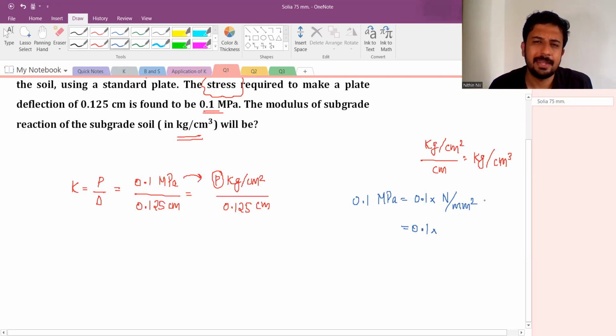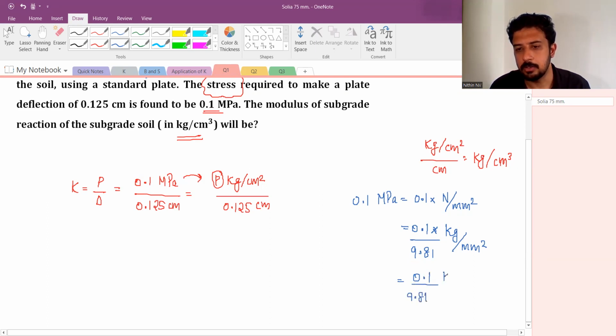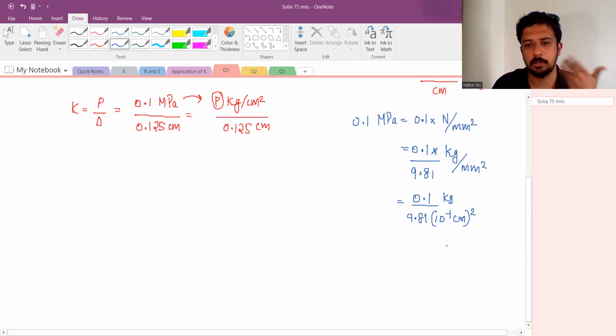Newton is equal to mass into g, M into g. So this Newton we need to divide with 9.81. Once you divide with 9.81, we are going to get kg per mm square. But we need kg per centimeter square. Then what to do? 0.1 divided by 9.81 is now in kg per mm square. 1 mm is 0.1, or 10 raised to minus 1 centimeter. Now the square of that, so 10 raised to minus 2 will come. The 10 raised to minus 2 is on the denominator, so that will go up.